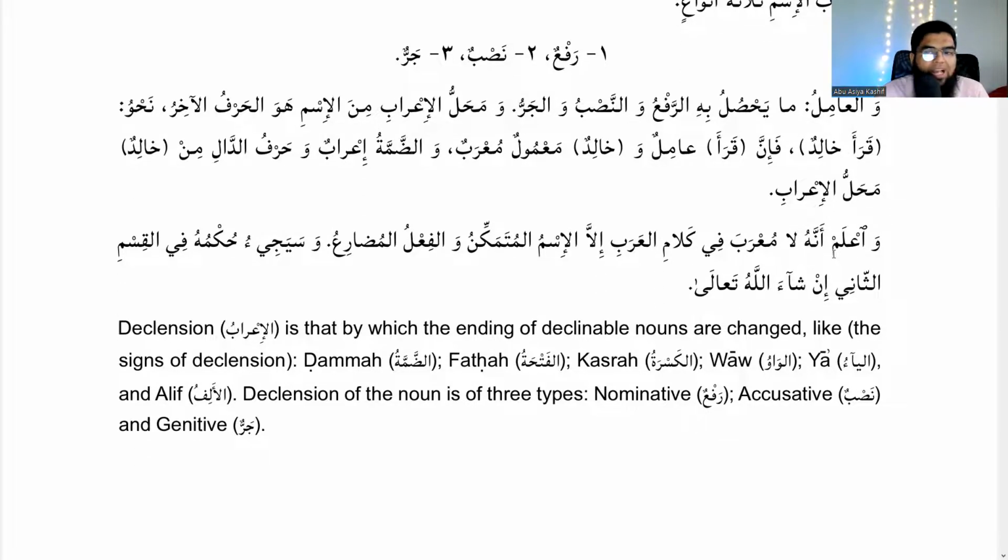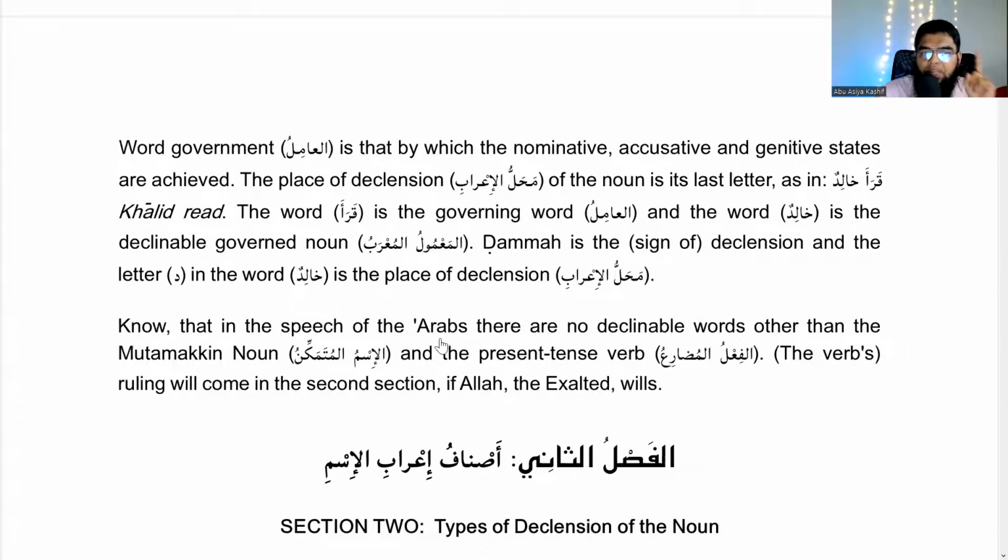And then he says, wa'lam annahu la mu'raba fi kalam al-arab illa al-ismu al-mutamakkin wal-fi'lu al-mudari', and its ruling will come in the second section, inshallah ta'ala. So know that in the speech of the Arabs, there are no declinable words other than the mutamakkin noun. Mu'rab is only mutamakkin, and the fi'l mudari'. These two are the only ones whose cases change: ismul mutamakkin and fi'lul mudari'.